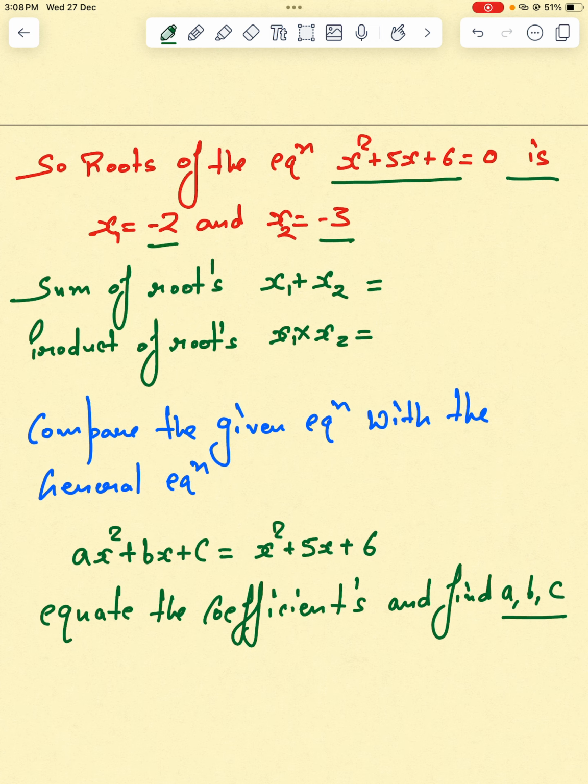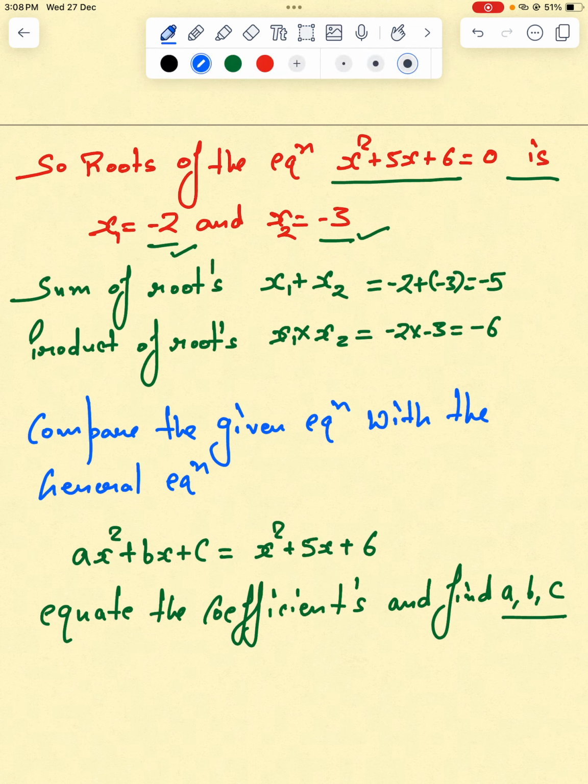So our next point of discussion is the sum of the roots and the product of the roots, that is x1 is minus 2 and x2 is minus 3. Now what is their sum? Their sum should be minus 5. And what about the product? Product should be 6, right? The product of the roots. This and this.